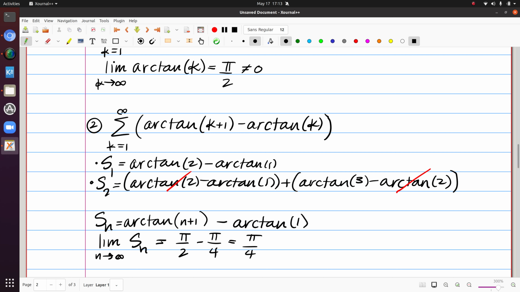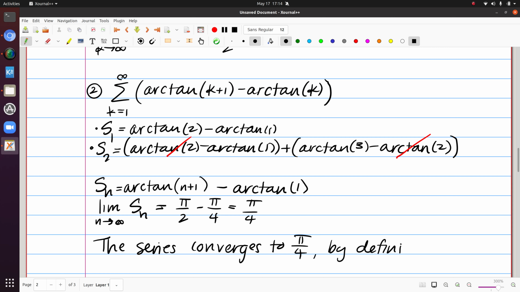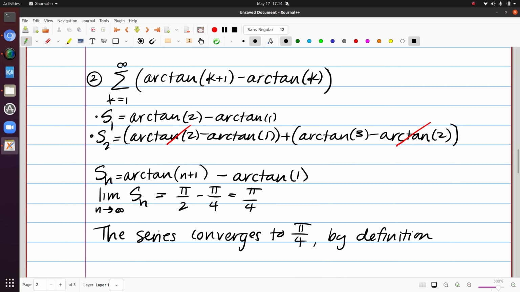The limit exists and is finite, so we can say that the series converges. It really only asked if it converges, but we can say, in fact, it converges to pi over 4. So if we were asked for the sum, we'd be able to provide it. And here, I didn't really use a test. We can just say that this is by definition. Anytime you're taking the limit of the partial sums, you're using the definition of convergence.